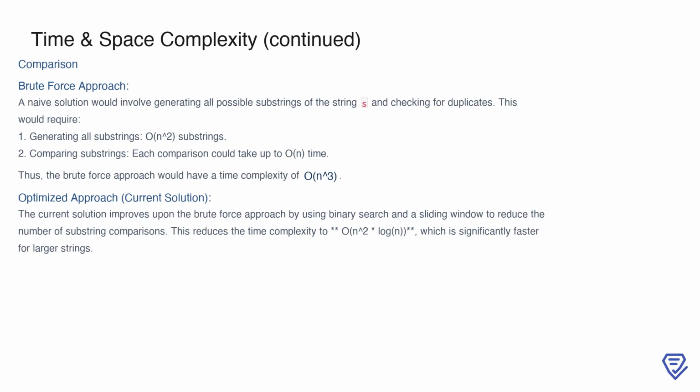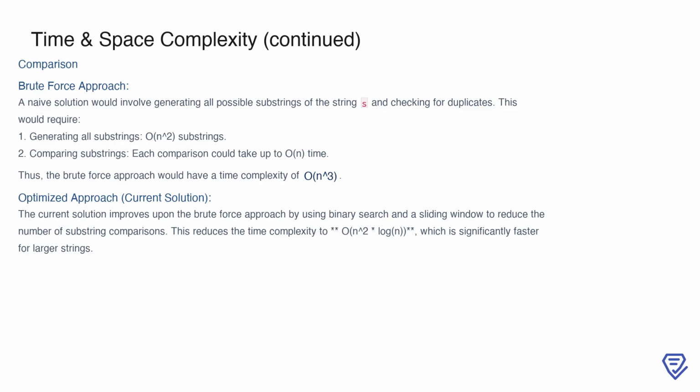Let's compare this optimized approach to a brute force solution. A naive method would involve generating all possible substrings of the string s and then checking for duplicates. Generating all substrings takes O(n squared) time since there are about that many substrings. Comparing these substrings for duplicates could take up to O(n) time per comparison. This results in a total time complexity of O(n cubed) for the brute force method.